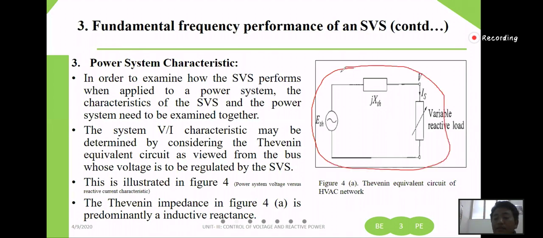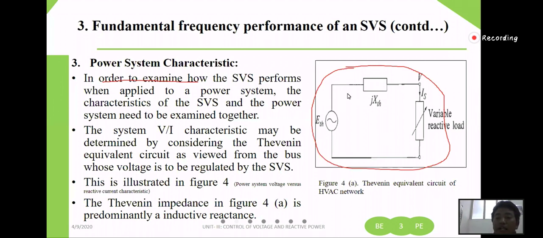So now we have to know the characteristic of the power system. We have to jointly examine the SVS characteristic and the power system characteristic. Then only will we be able to know how to apply it and how it will be controlled. So see here, in order to examine how the SVS performs when applied to the power system, the characteristics of the SVS and the power system need to be examined together.